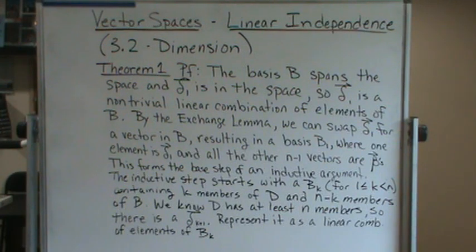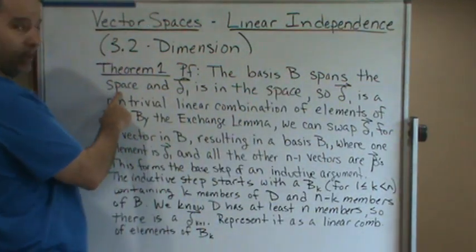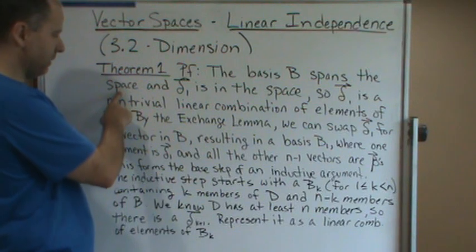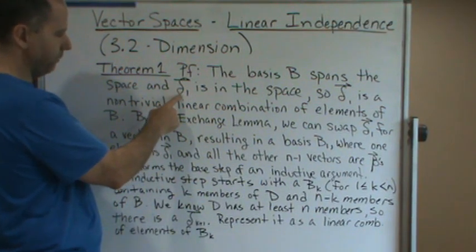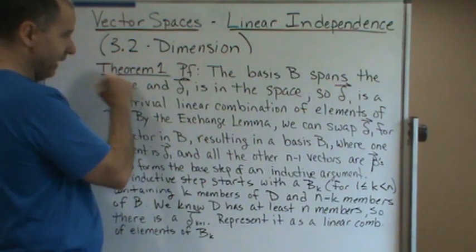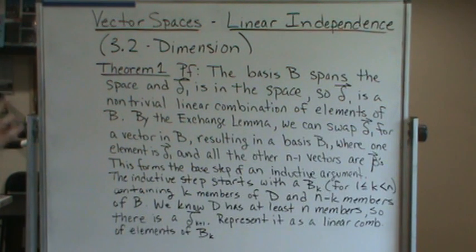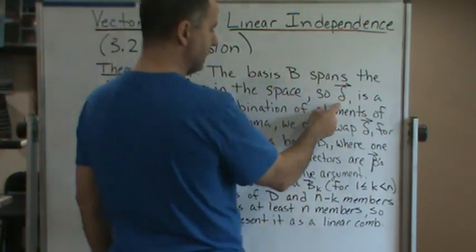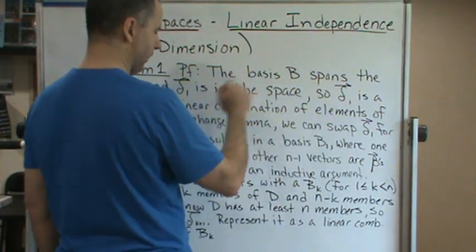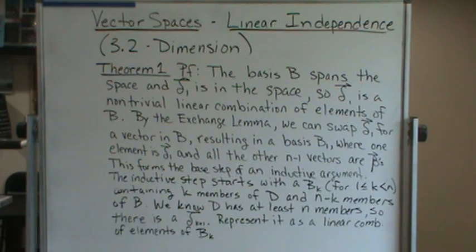Now, at this point, we also want to mention that the basis B spans the space. We know that by definition of a basis. And delta 1, which is in D, is in the space. So what does that mean? It means that delta 1 is a non-trivial linear combination of the elements of B.